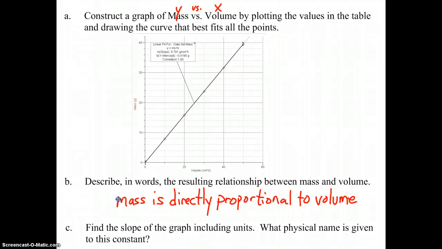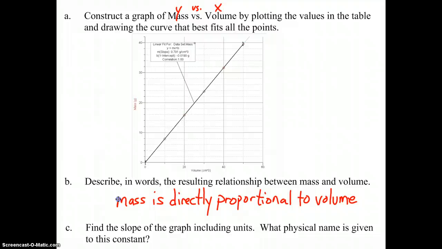Okay? Now in C, I know it probably is switched around on your problem set, but I'm flipping D and C. We're going to do the slope first. C, find the slope of the graph, including units. And then we have a question to answer after that. What physical name is given to this constant? You'll have actually a much easier task at this than I, because you have more grid pattern, you have more boxes on your graph than I do.